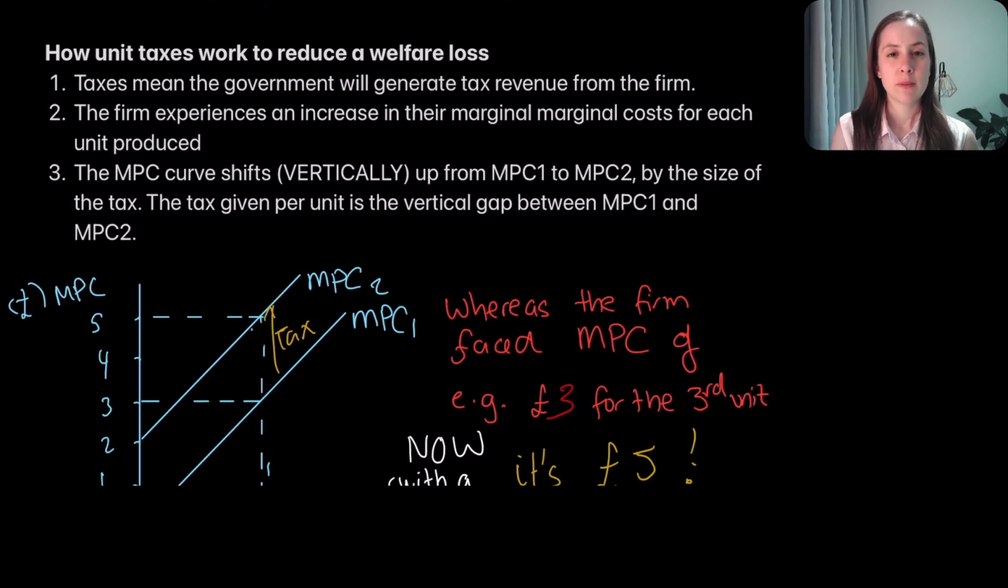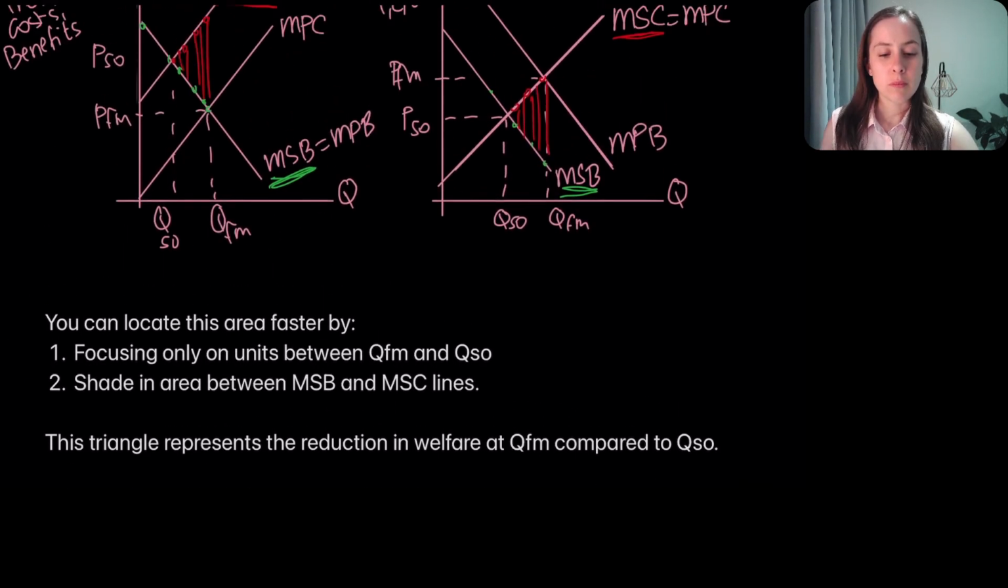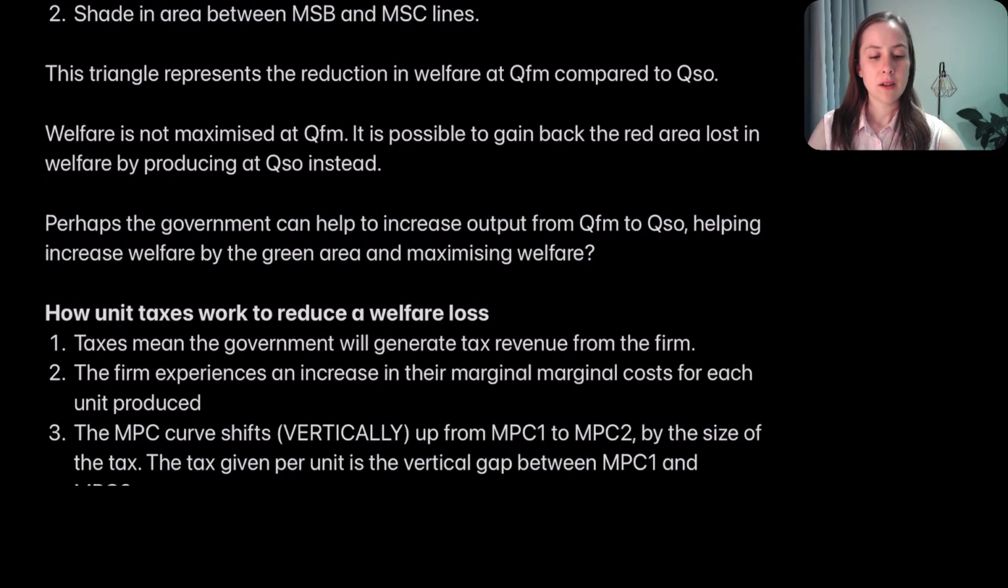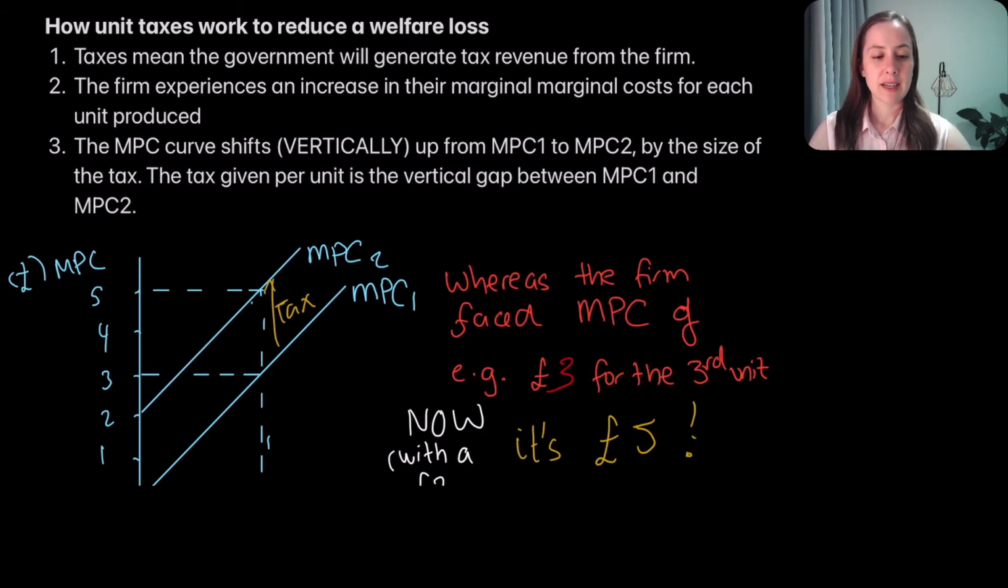Okay, to eliminate this welfare loss, we know that if you leave it to the free market, it will produce QFM, and that's possibly bad because you're not maximizing welfare. You're leaving all this red area of welfare that you could have recuperated by producing at QSO. So it turns out a tax can help with this.